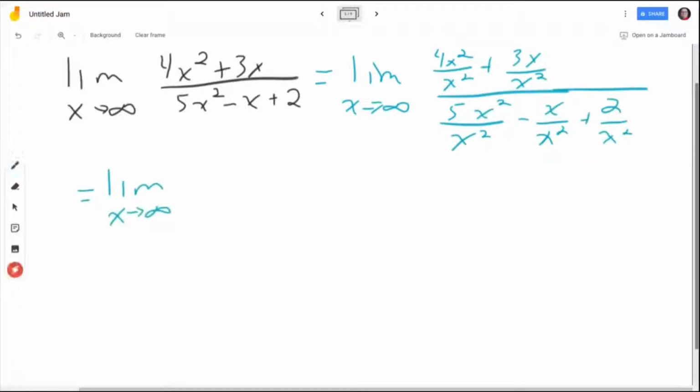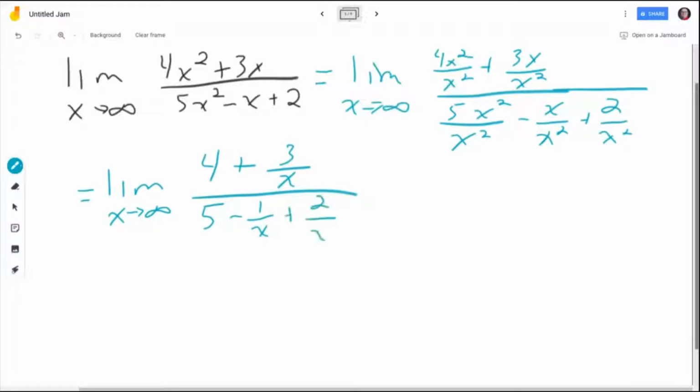The x squared and x squared here, those will reduce. So we're just going to have a 4. Here, the x and the x squared can reduce. And so we'll end up with 3 divided by x. And then here, in the denominator, x squared and x squared will reduce. We'll be left with 5. An x and an x squared can reduce. We're just left with negative 1 over x. And then the 2 over the x squared, we can't reduce anything. It's just going to be plus 2 over x squared.